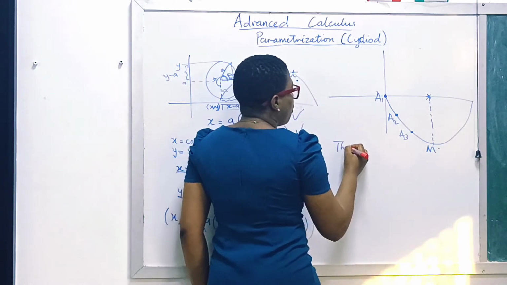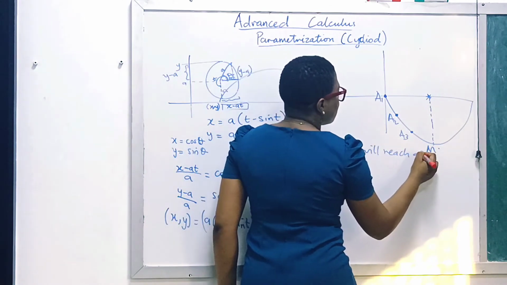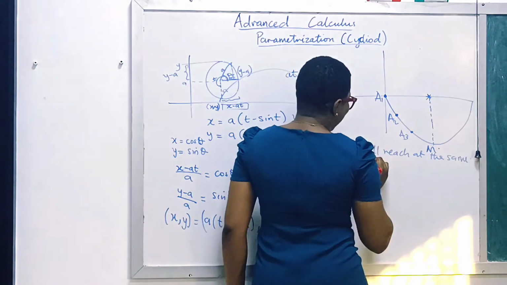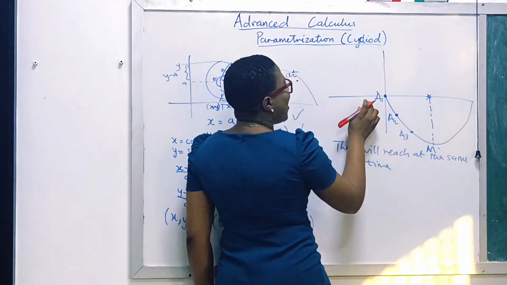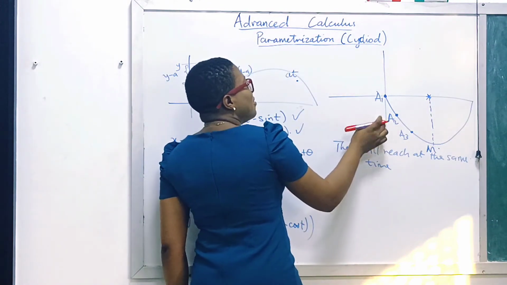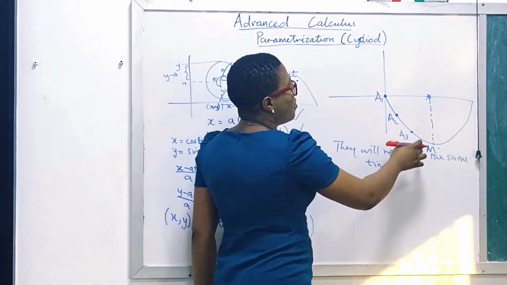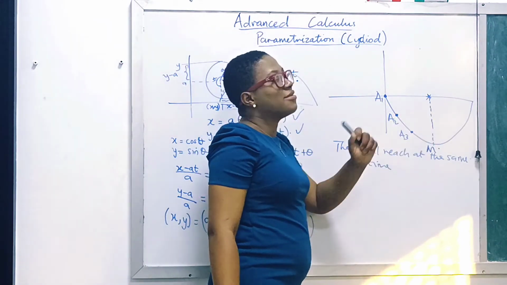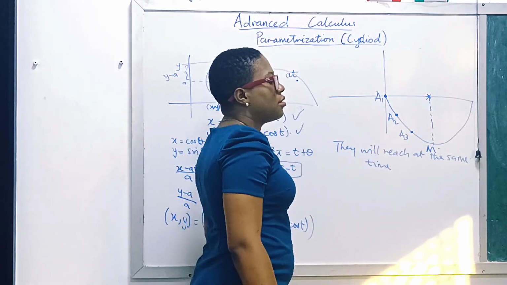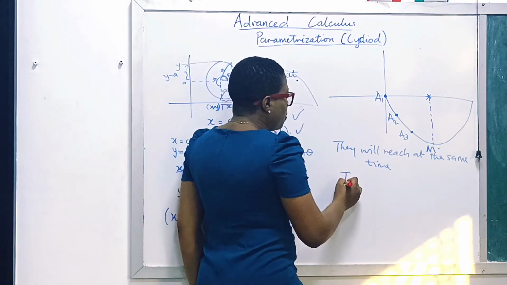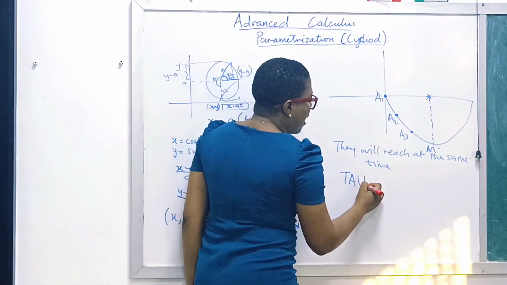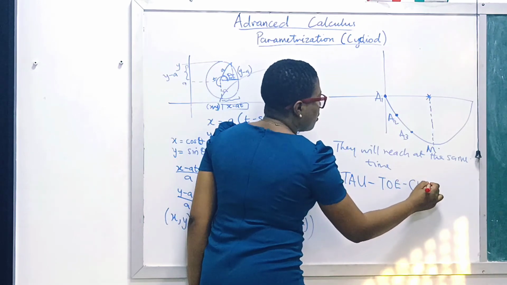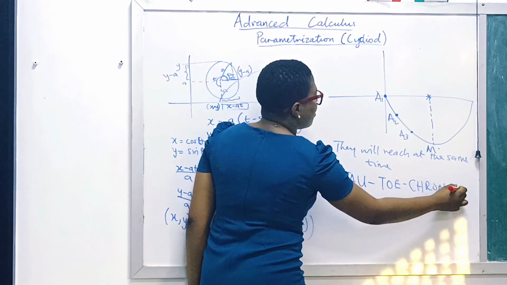They will reach at the same time. All of them, A1, A2, A3 will reach the center of the arc at the same time. And this principle is called tautochrone.